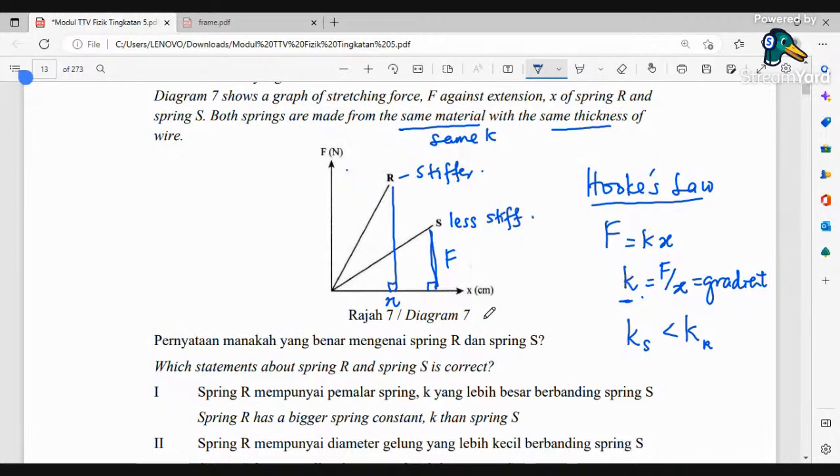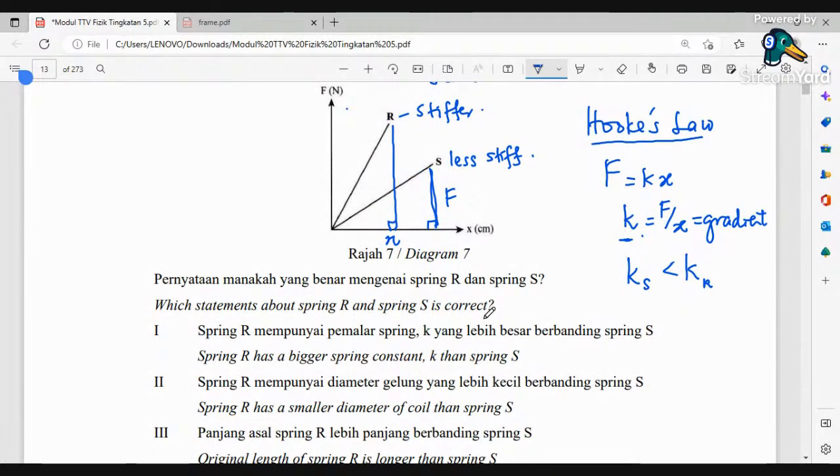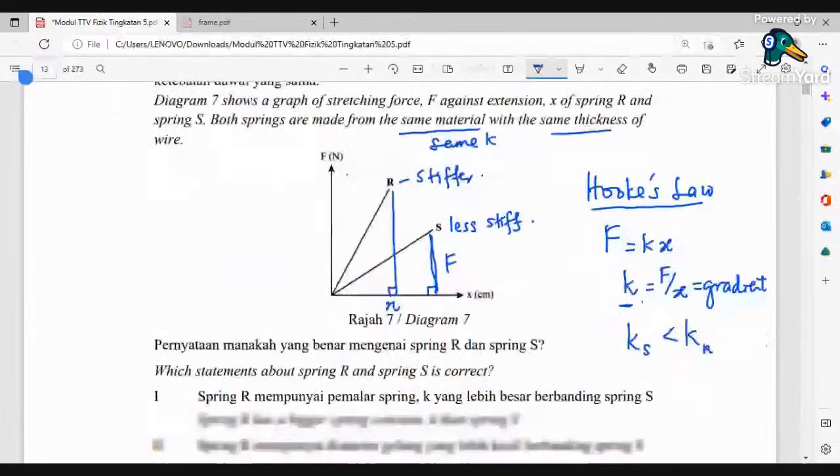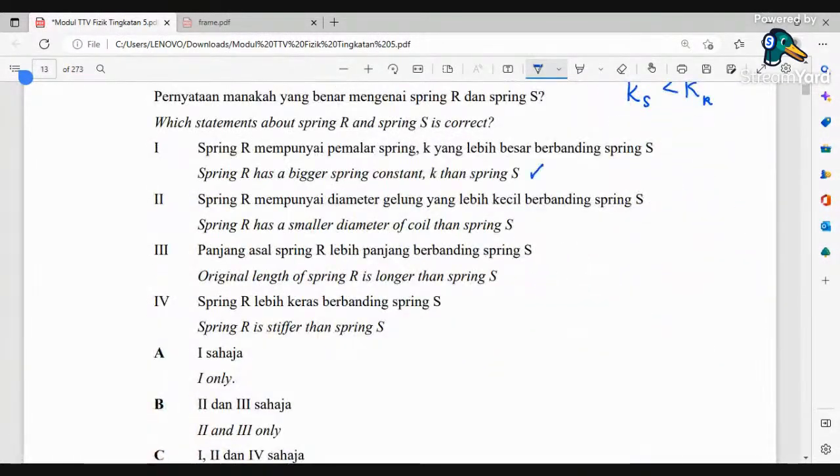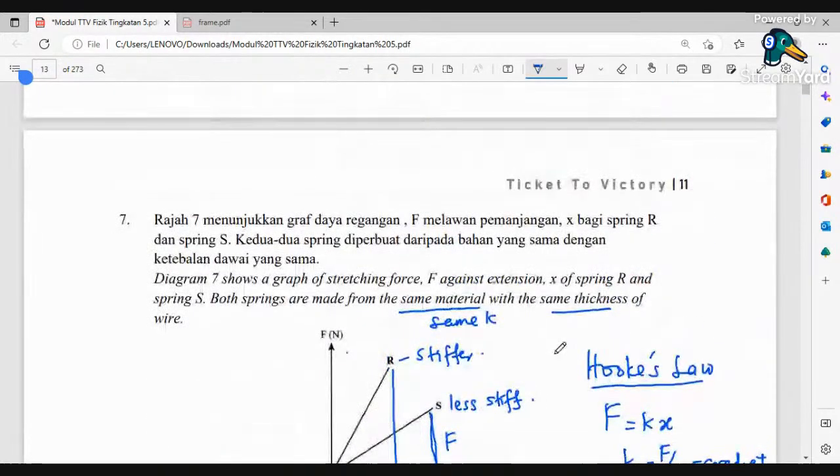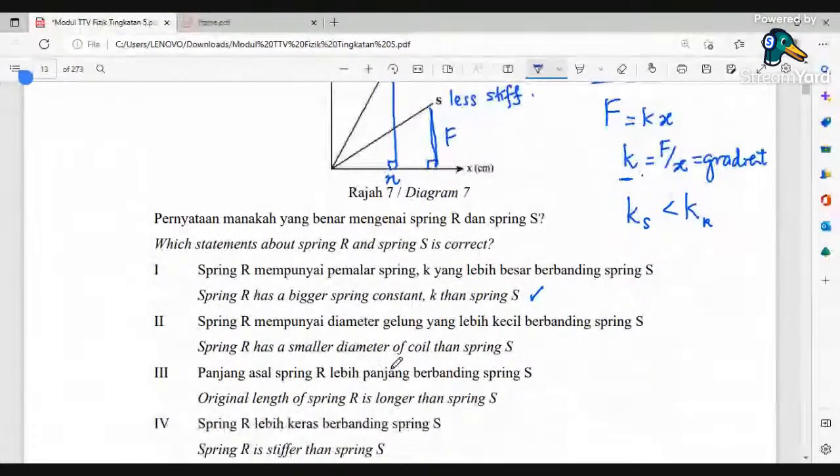Okay, let's look again. Part 1. Spring R has a bigger spring constant than S. This one is correct. Okay, look at 2. Spring R has a smaller diameter than spring S. Diameter of coil, here they give thickness of wire. That's usual. Okay, diameter of coil, R has a smaller diameter, correct. The smaller the diameter, the larger the spring constant.